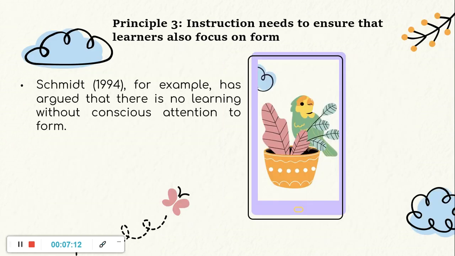Okay, we are going to principle number 3. It is about instruction needs to ensure that learners also focus on form. There is now widespread acceptance that acquisition also requires that learners attend to form. Schmidt 1994 has an example about there being no learning without conscious attention to form.